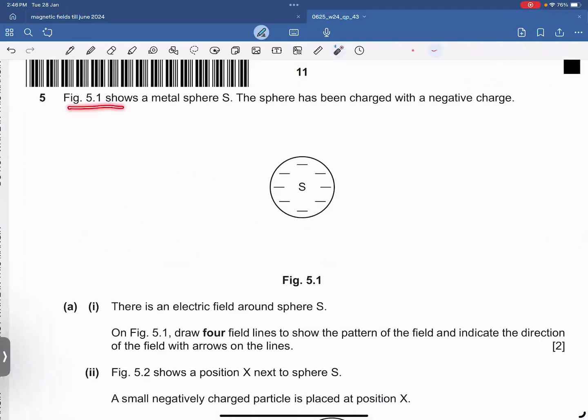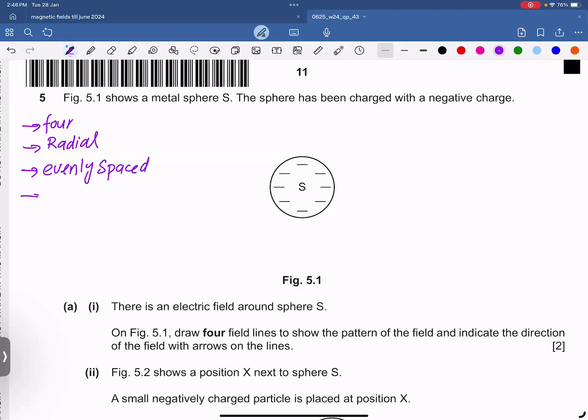Question 5 says, figure shows a metal sphere S. The sphere has been charged with a negative charge. There is an electric field around S. Draw 4 lines to show the pattern and indicate the direction. So let me tell you, there should be 4, they should be radial, as if they are coming from the center, and they should be evenly spaced, and the direction will be towards negative. These points you have to keep in your mind.